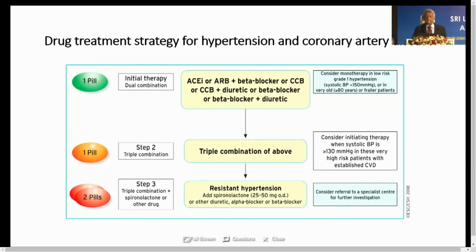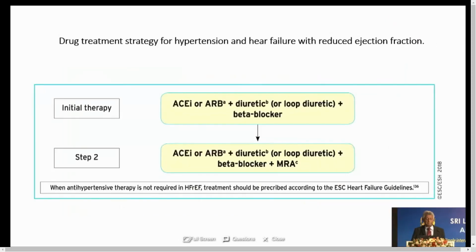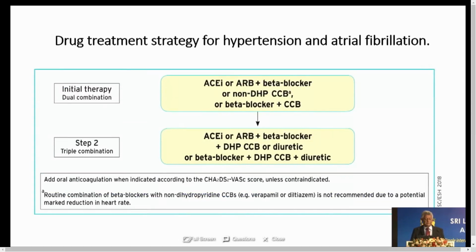In coronary artery disease, the first line medications are ACE inhibitors, ARB blockers, or beta blockers with calcium channel blockers, and the combination can be adjusted accordingly. In patients with heart failure, ACE inhibitors, ARB blockers, and diuretics are the first line medication, with beta blockers. Again, you can combine these medications according to their needs.